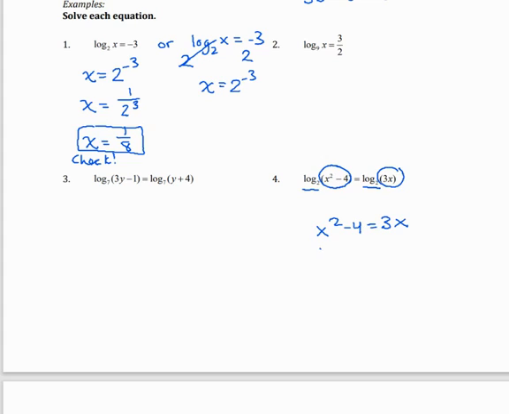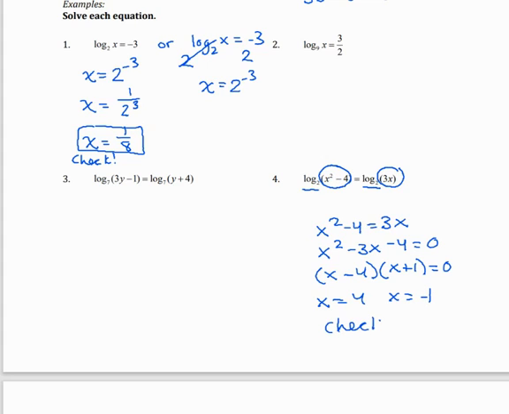This is a quadratic, so we will move the 3x over so that it equals 0. And now I will factor: x minus 4 and x plus 1. So I get x equals 4 and x equals -1.